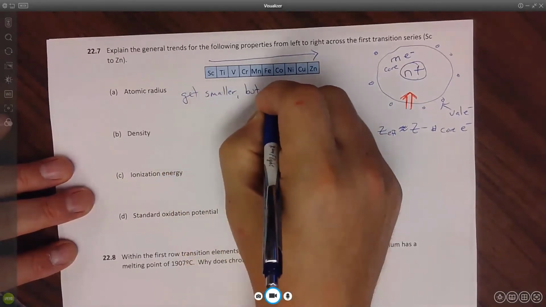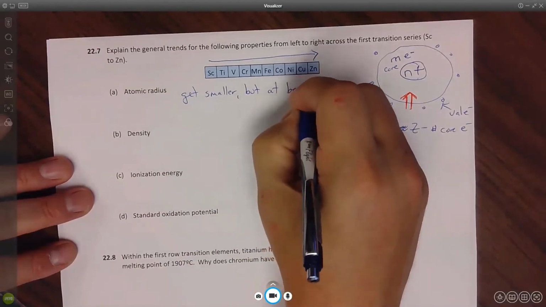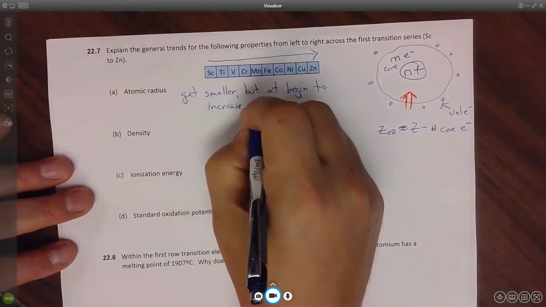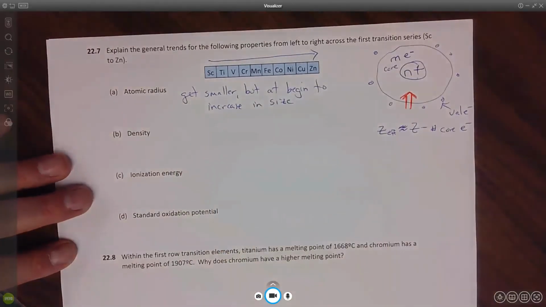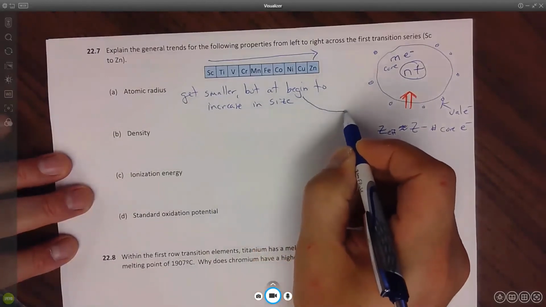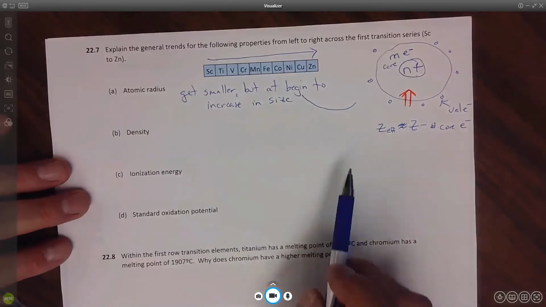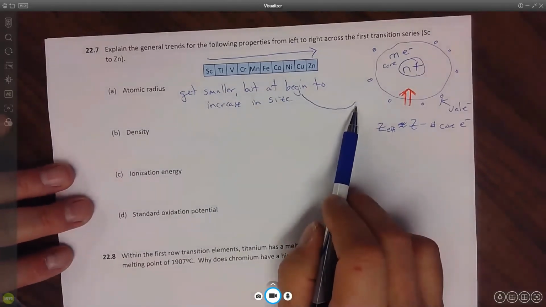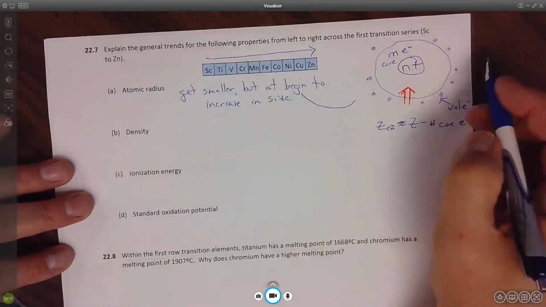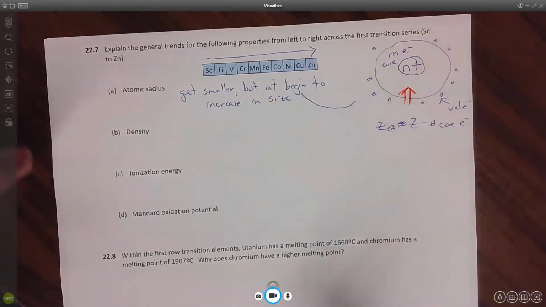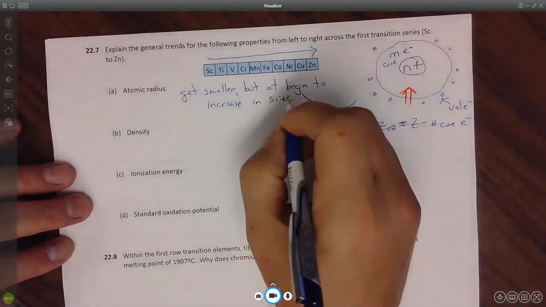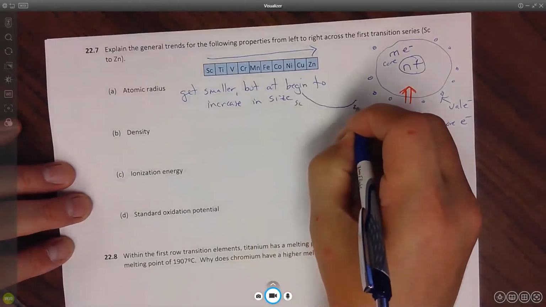But at the end, they begin to increase in size. So basically, it kind of does something like this. They get big, they get small, and then they get a little bit bigger again. Now, the reason they're getting a little bigger again at the end is simply overcrowding. We start putting too many electrons in and they start to repulse one another. And so it just starts to get a little bit bigger at the end. Okay, so this would represent our scandium. This would be the whole way over to zinc.